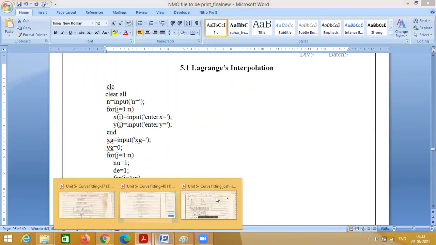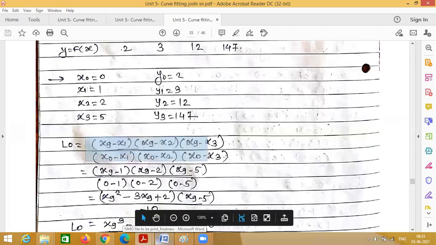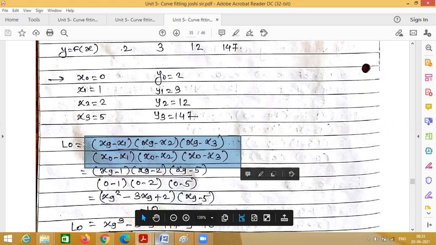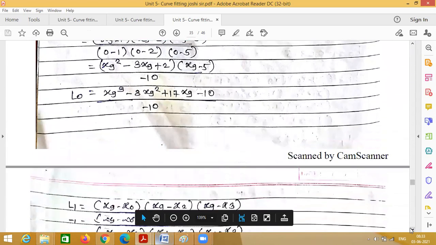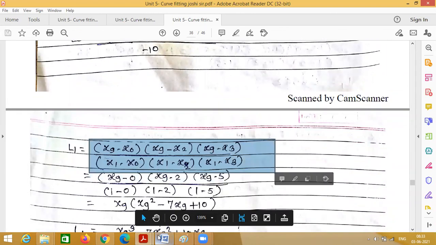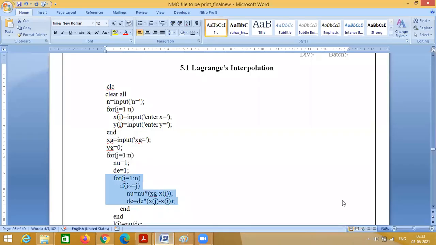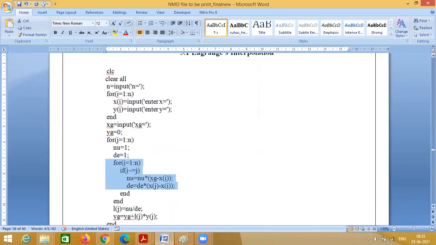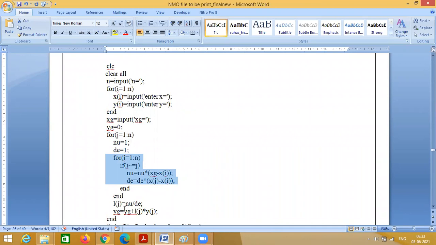What is that equation? Yes, this equation: xg minus x1. So for L0 you will get this relation. For x1 you can write this relation. For L2 you can write the same equation. For L3 you will get this equation. And at the end you can take the ratio of the numerator to the denominator, so you will get the Lagrangian coefficients L1, L2, L3, L4. And at the end just make the addition of yg.